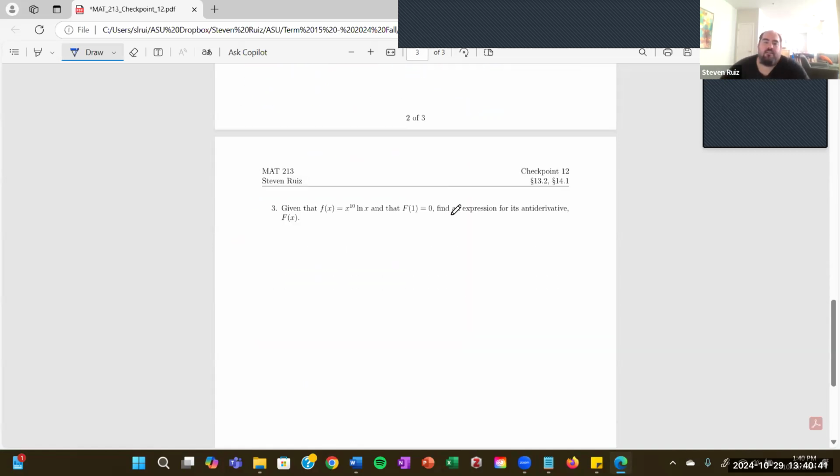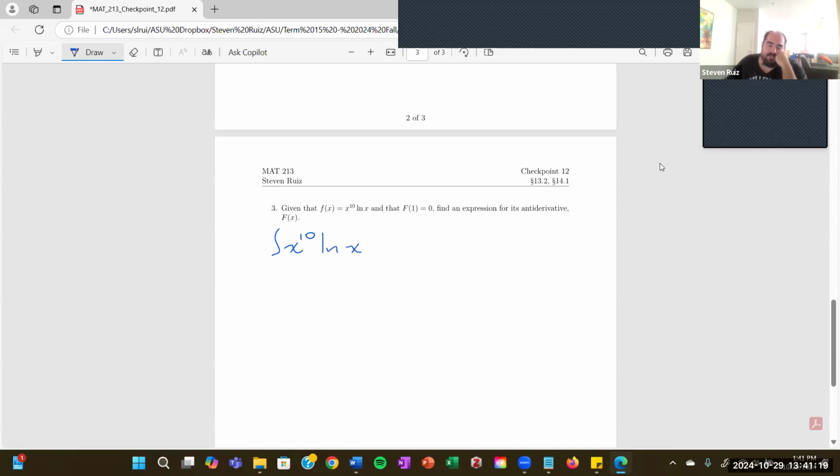And question 3. So I have this function, f of x equals x to the 10th natural log of x. And I also know something about its antiderivative, capital F. The only thing I know about the antiderivative is that when x equals 1, capital F of x equals 0. So how do I get an expression for capital F? I need to integrate x to the 10th natural log of x.